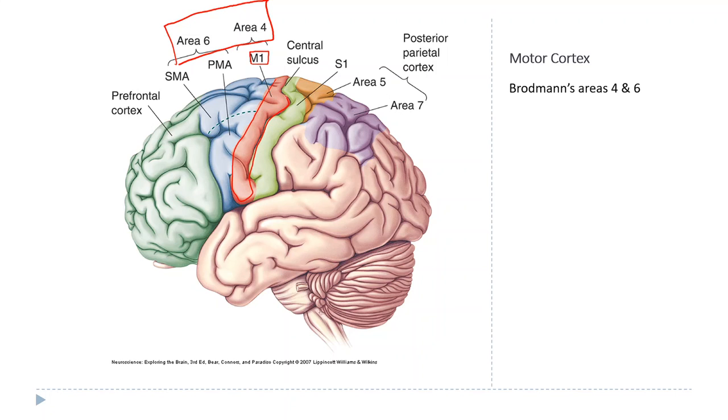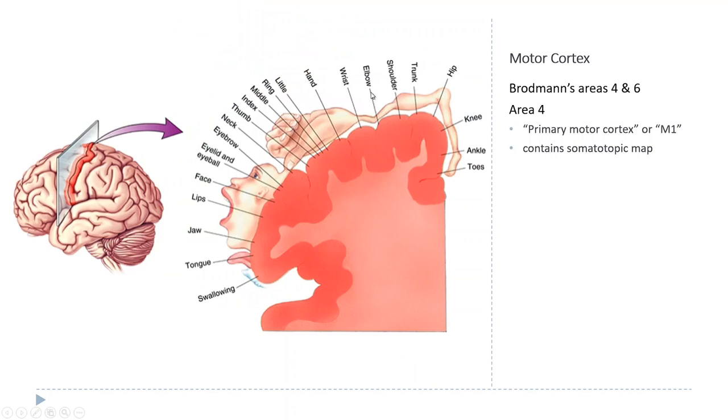So this region here, area 4, also called M1, or again primary motor cortex, consists of this strip of the gyrus right in front of the central sulcus, which is also called the precentral gyrus. If you remember, this region we call the precentral gyrus, and then this gyrus right behind it we call the postcentral gyrus, and that is the primary somatosensory cortex.